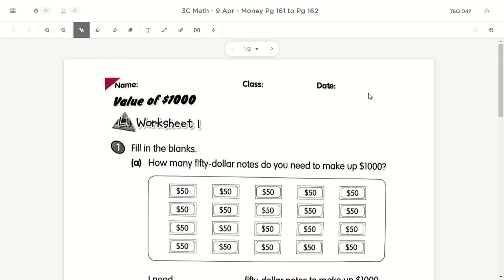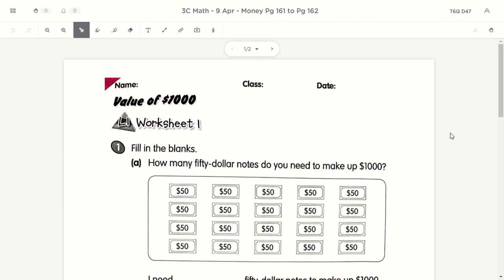Alright, so today we will be looking at the value of 1000. I think in P1, P2 you have looked at value of money up to hundreds, maybe even tens. But this year in primary three, you go one level higher, you will look at values of thousands and more than thousands. So we need to build a concept of how much is 1,000. For example, how many $100 bills will make $1,000, how many $50 bills will make 1,000, so on and so forth.